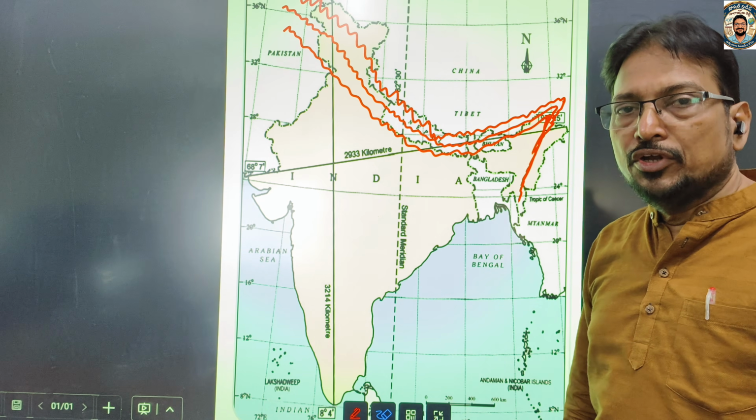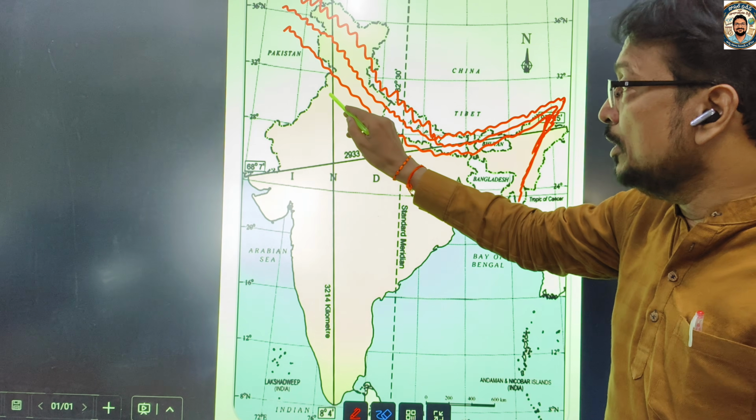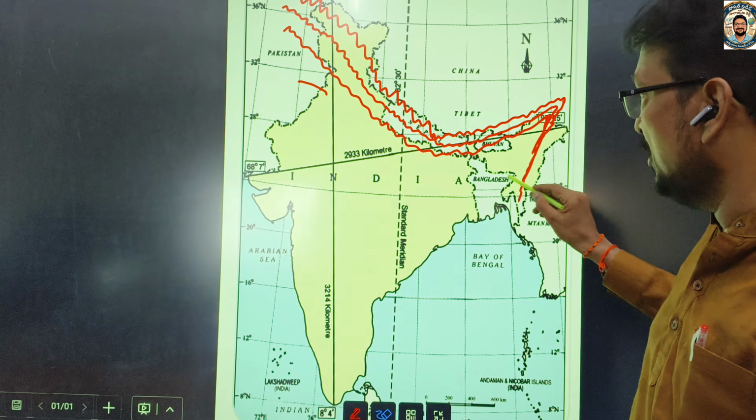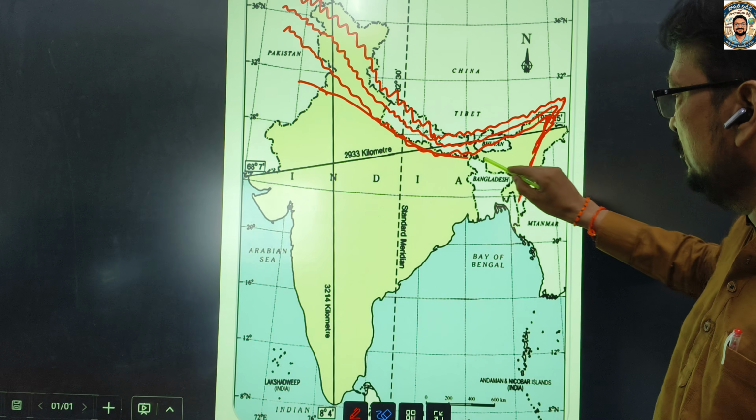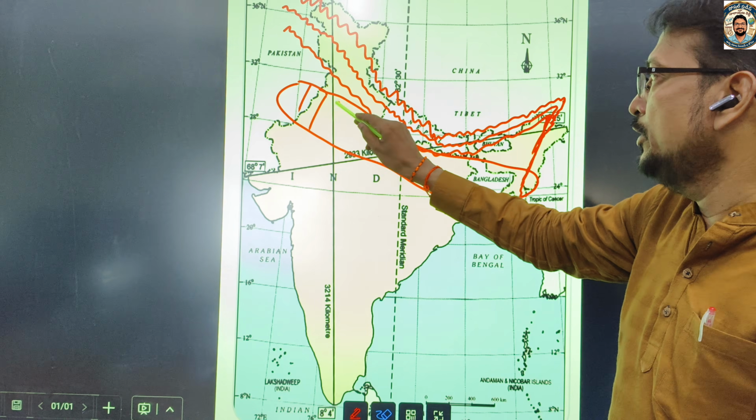Next, Indo-Gangetic Plain. At the bottom of the Himalayas, from Pakistan onwards up to Bangladesh, this big plain area is called the Indo-Gangetic Plain.